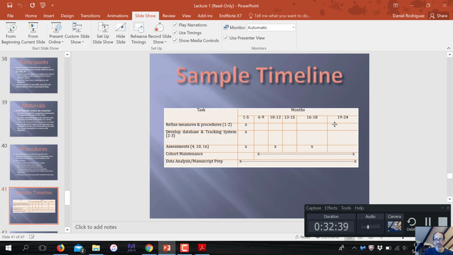Notice this is a 2-year grant because it's 24 months. You notice from 19 to 24, there's no more data collection. So this is time that needs to be used to wrap things up and write manuscripts and stuff like that. So this is set up to be very feasible. One thing that grants are reviewed on, one factor is feasibility.